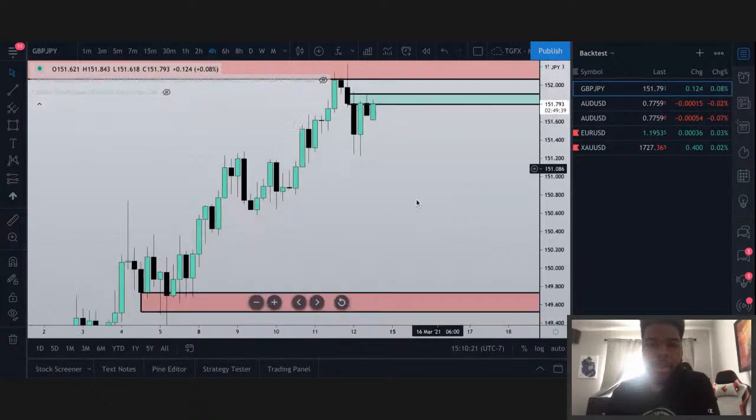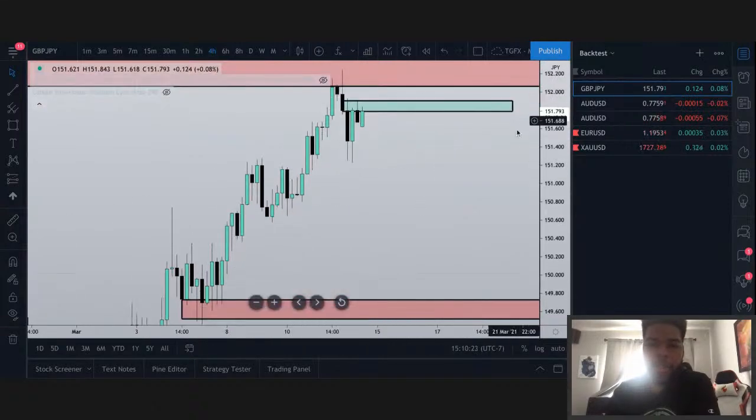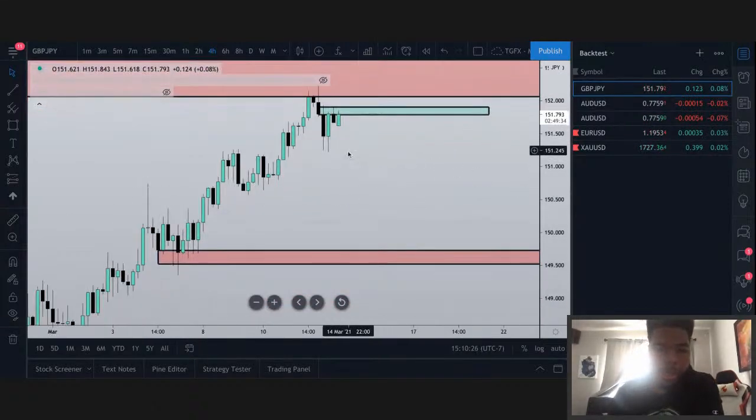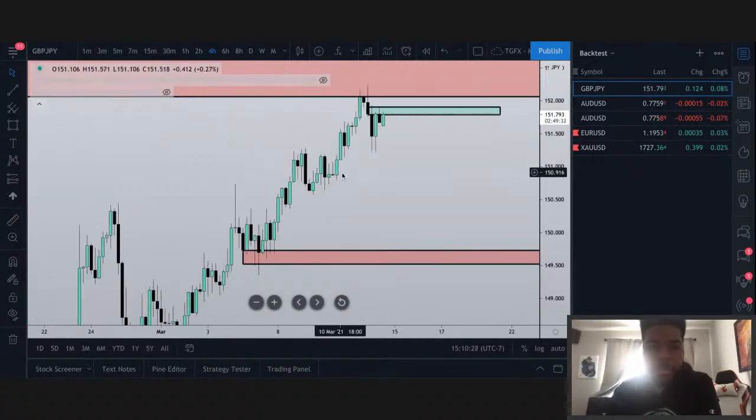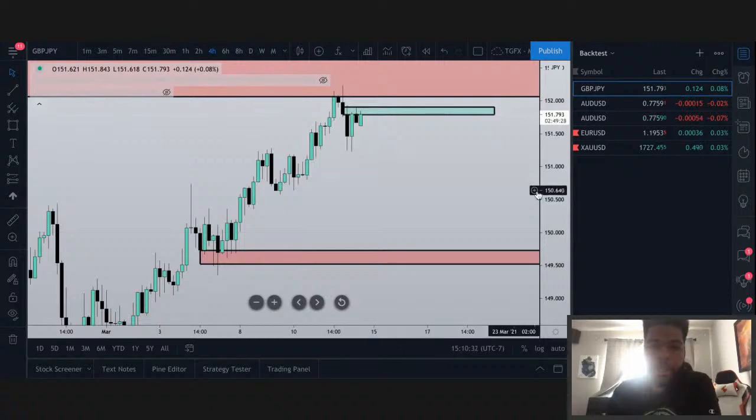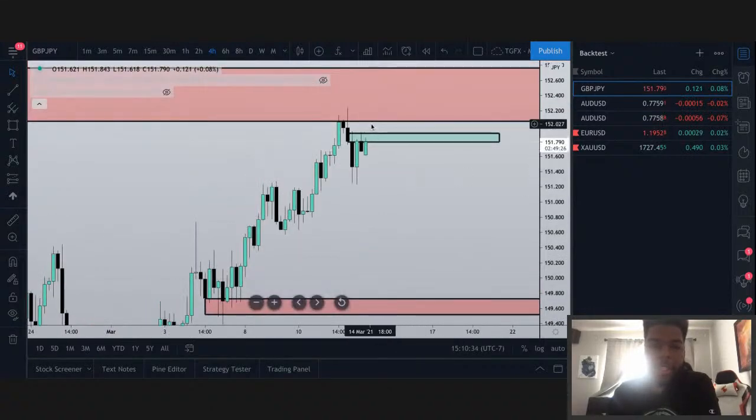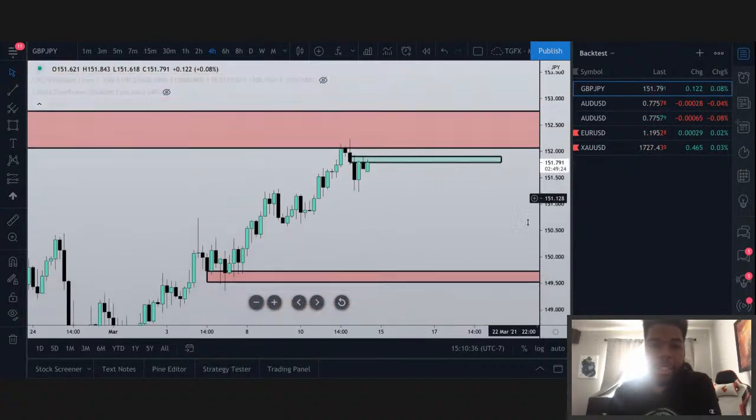All right, so that would be my GJ markup. Overall, I would definitely only be wanting to take sales in this market. This is crazy bullish, and we just determined that we're sitting at a strong supply area. So yeah, that would be my bias. If it keeps going up, I would not be touching it until we break this area up here.